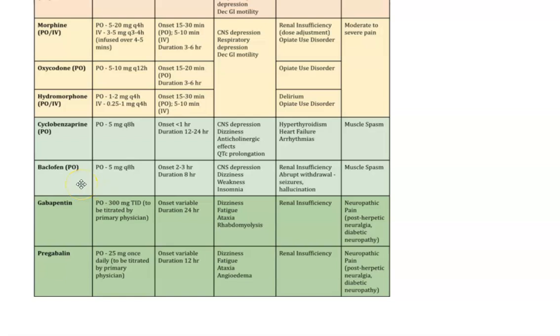And baclofen we've actually looked at before. One of its mechanisms is to activate GABA B receptors, so again, increasing inhibition. And then I have to say, I don't know why baclofen and cyclobenzaprine are included in the same thing, because they both prevent muscle spasms, but they have a different mechanism of action. And cyclobenzaprine has a lot of different things.